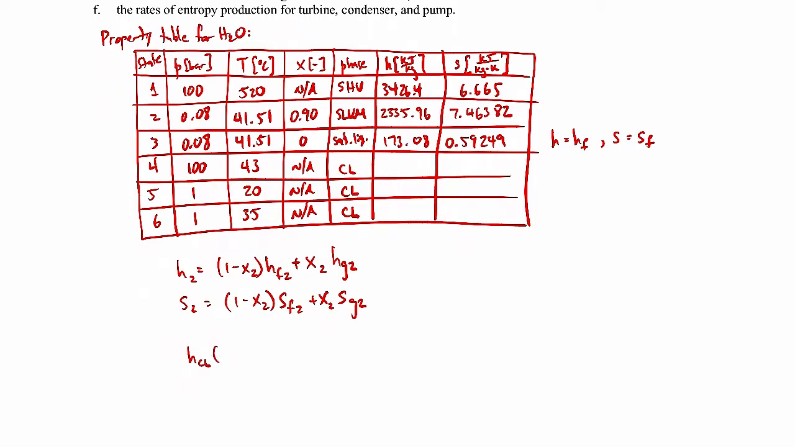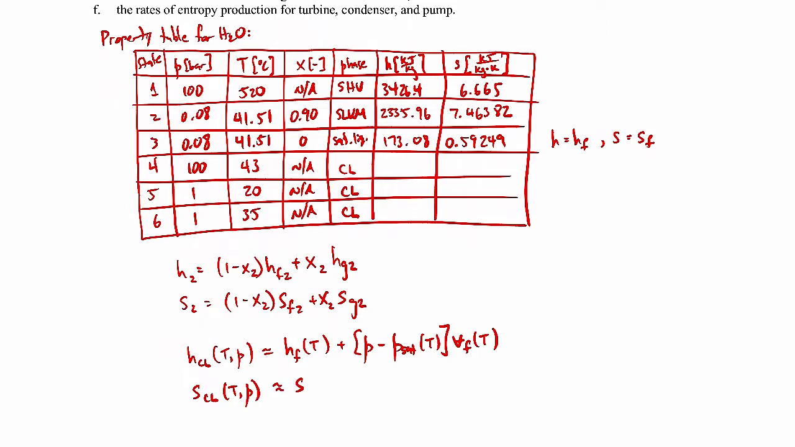Remember, the specific enthalpy for compressed liquid at some temperature and pressure is about equal to the specific enthalpy at the saturated liquid state at the same temperature, plus the pressure minus the saturation pressure at that same temperature, times the specific volume for the saturated liquid state at that same temperature. So that's how you would find those. And the specific entropy for compressed liquid is about equal to the specific entropy for the saturated liquid at the same temperature. So that's how you'll find the properties for the compressed liquid states.